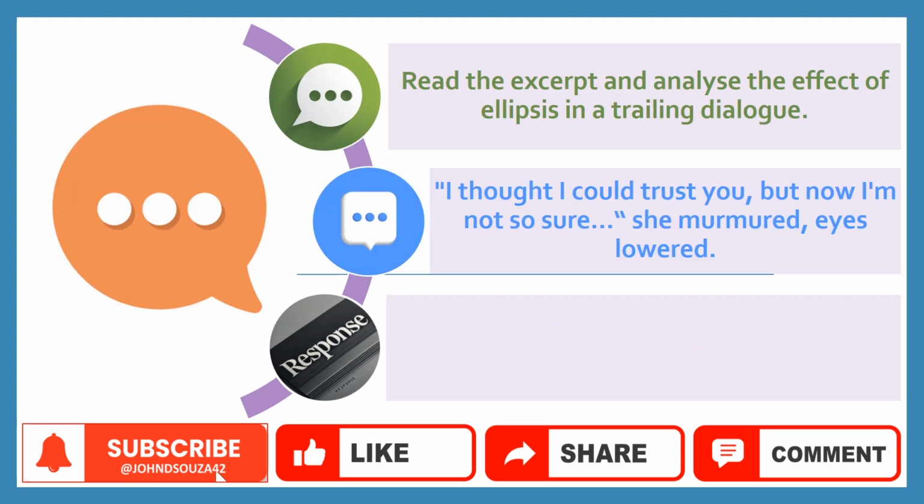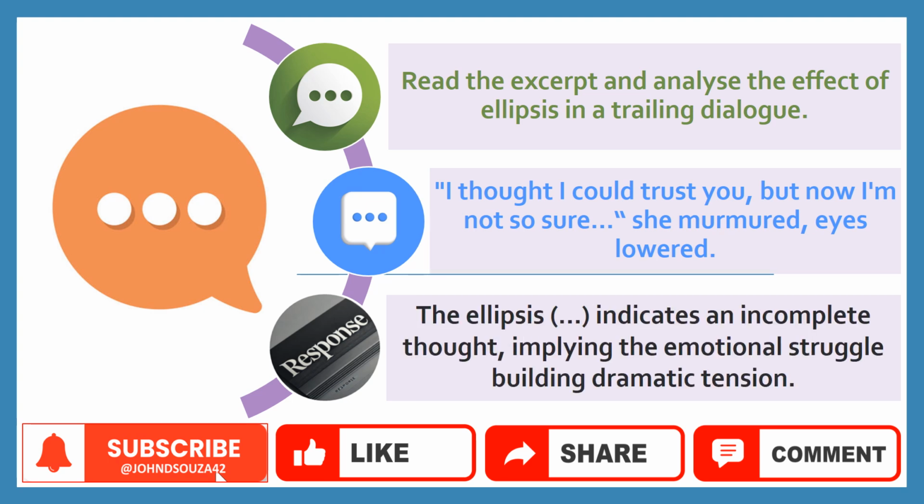Assessing the implication of trailing ellipses in a dialogue. The ellipsis indicates an incomplete thought, implying the emotional struggle, building dramatic tension.